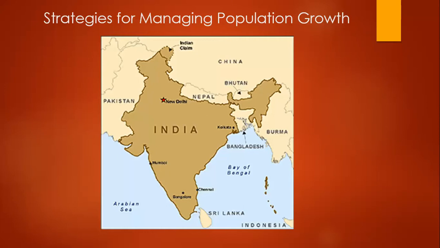Since the 1980s, though, India's family planning, education, and birth control campaigns have been much more effective in reducing its population growth. But as we saw earlier, its population growth is still 1.5%, so it's still a rapidly growing country.